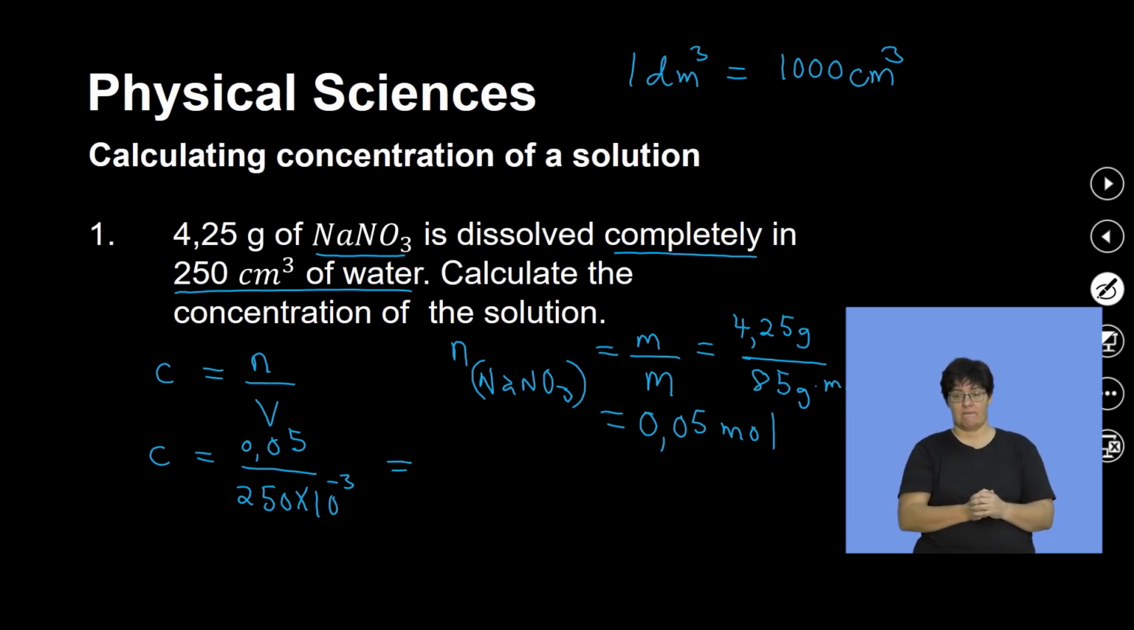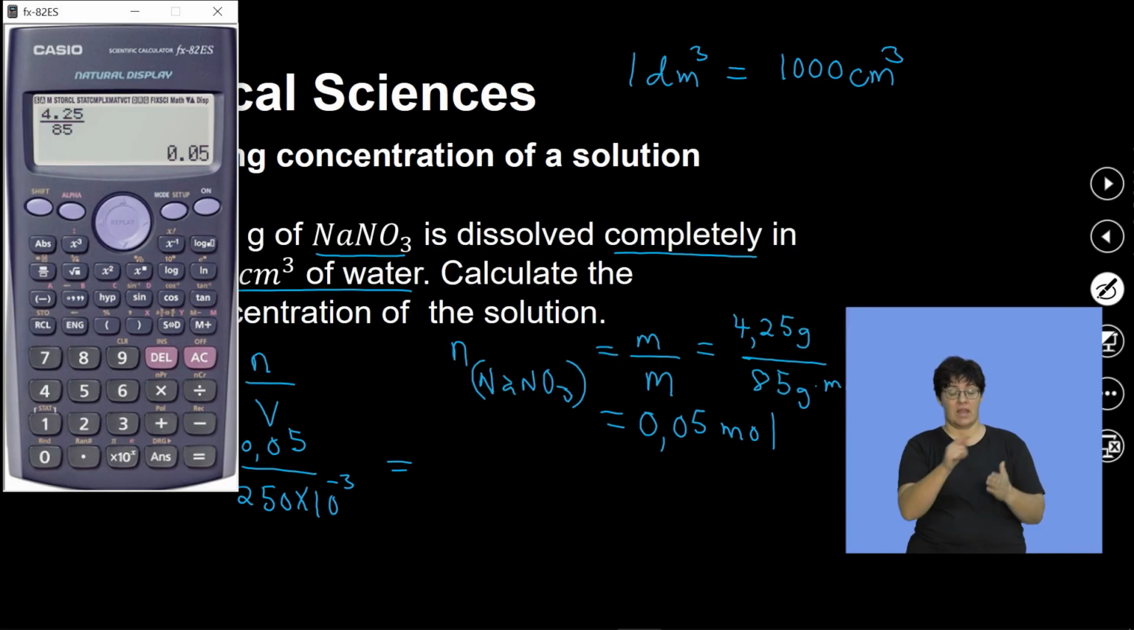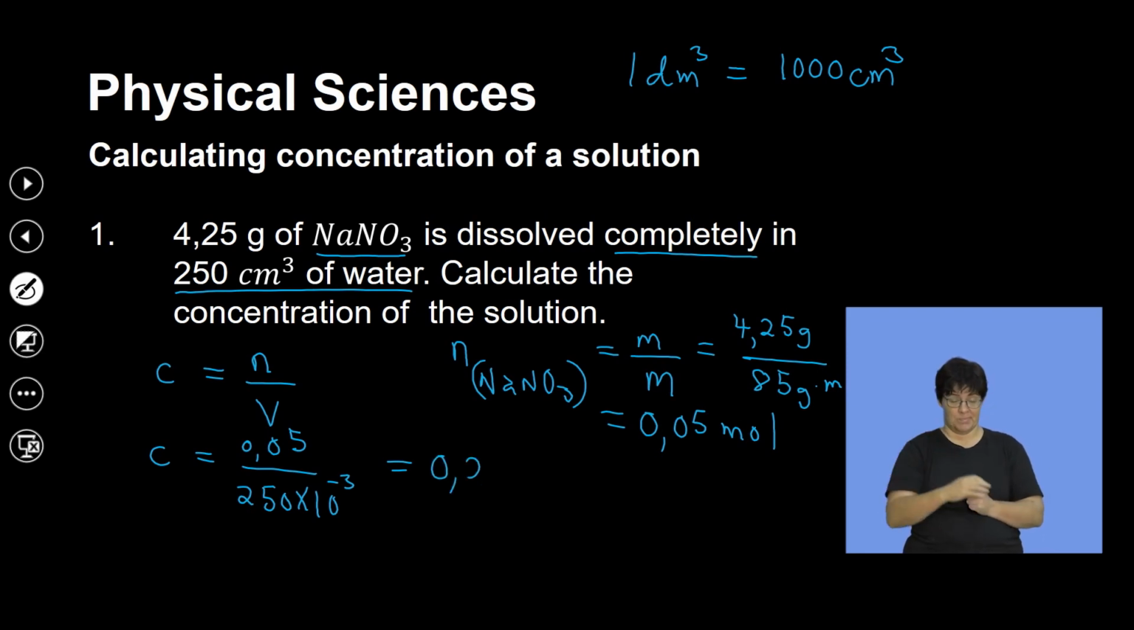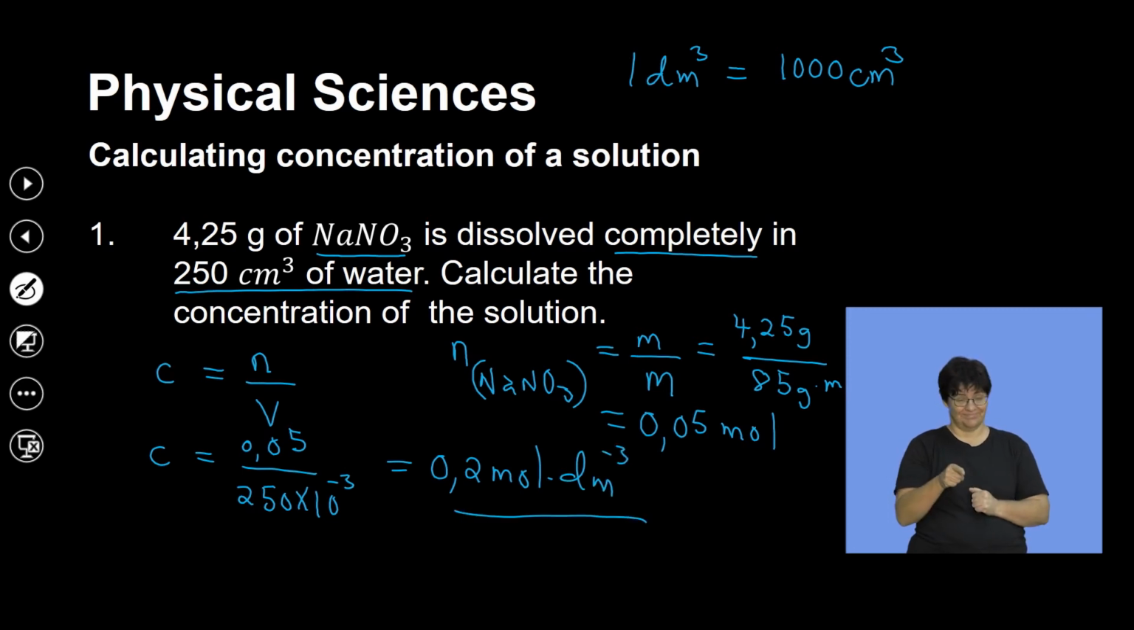So if we go to our calculator, to find the concentration, we ask ourselves how many moles of the substance, 0.05, divided by the volume of the solution, which is 250 times 10 exponent negative 3. So this will give us the concentration of the solution. This solution has a concentration of 0.2 moles per cubic decimeter, okay? 0.2 mole per cubic decimeter. So this is what we are required.